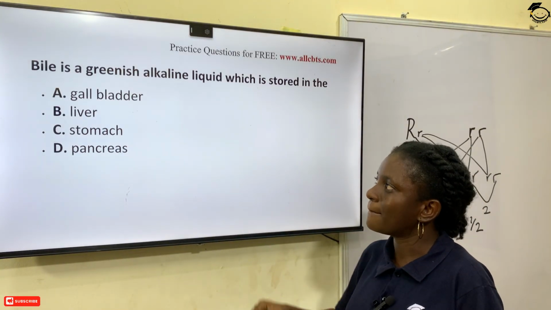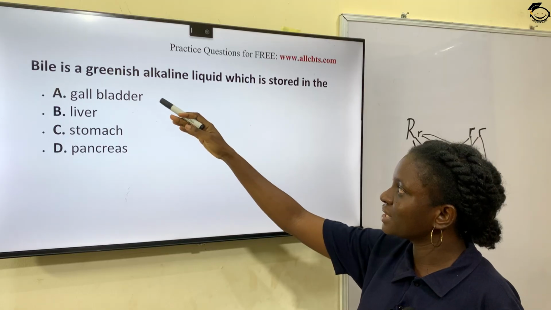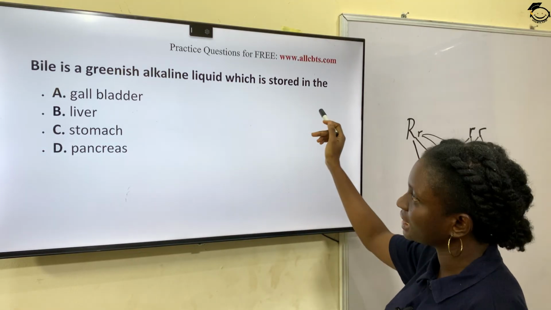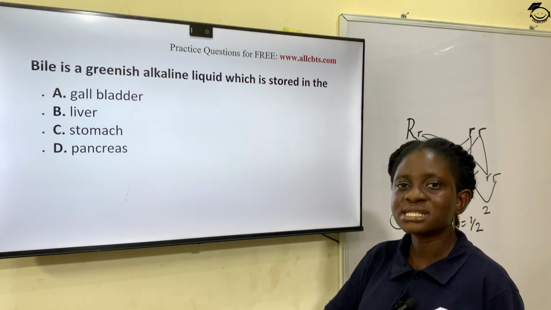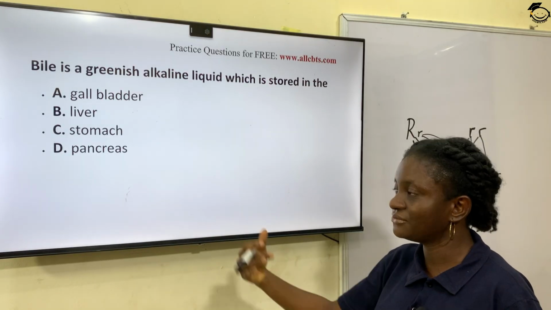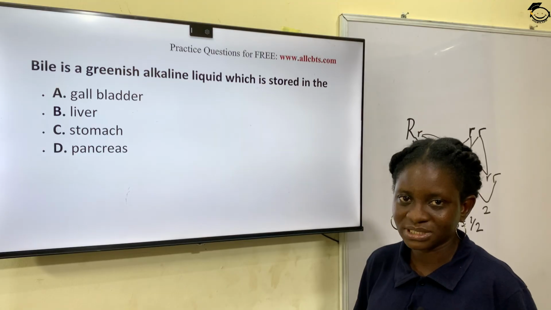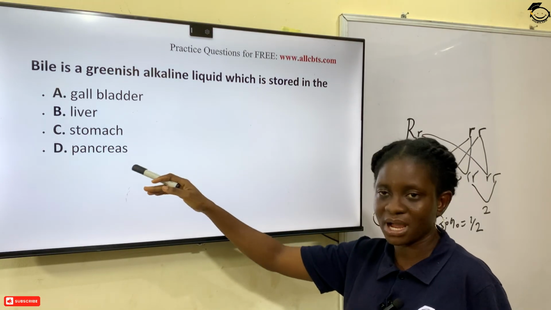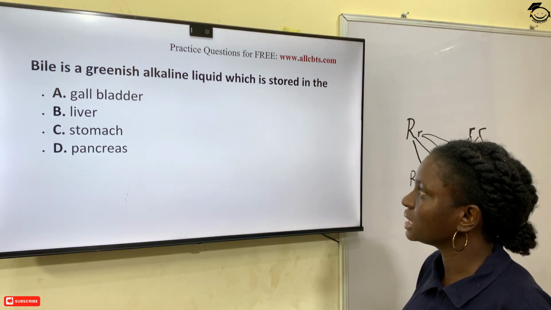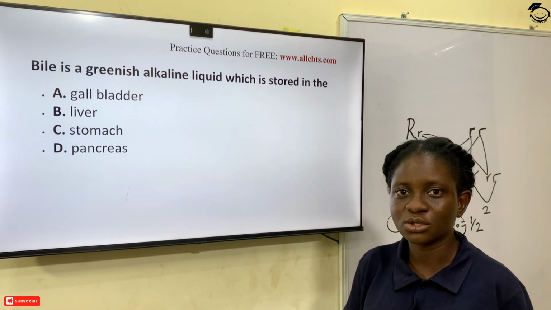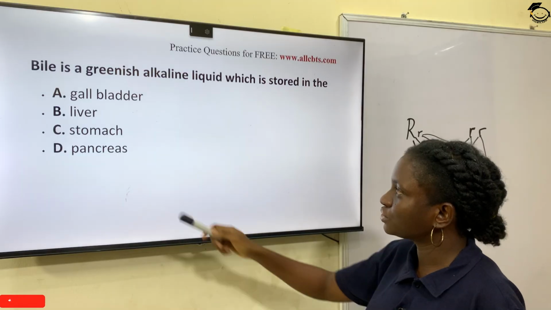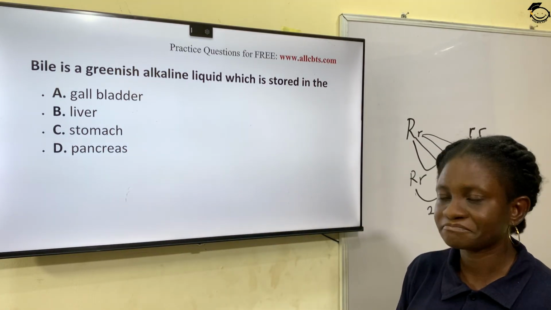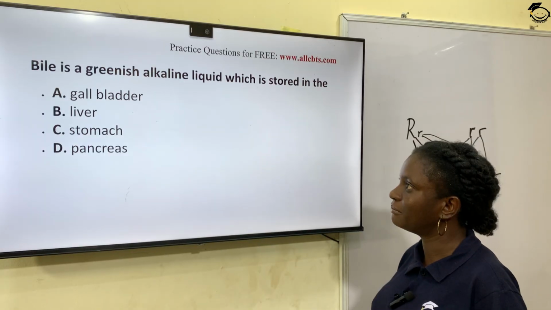Next question. Bile is a greenish alkaline liquid which is secreted by the liver, but it is not stored in the liver, nor in the stomach or pancreas. Bile is mainly stored in the gallbladder. That means option A, gallbladder, is the correct answer. It is the main storage for bile.